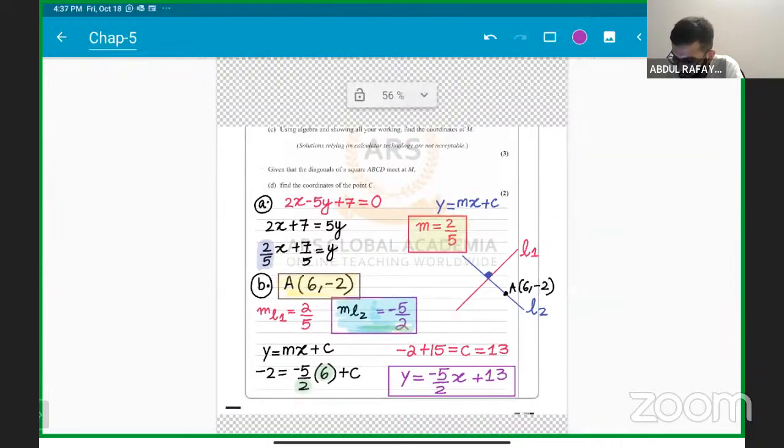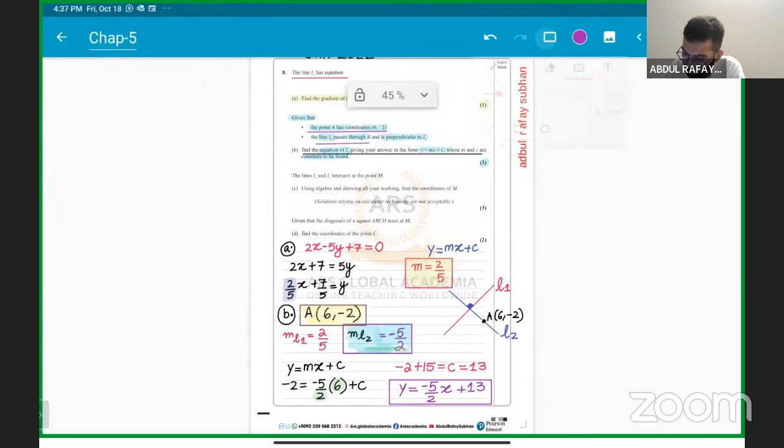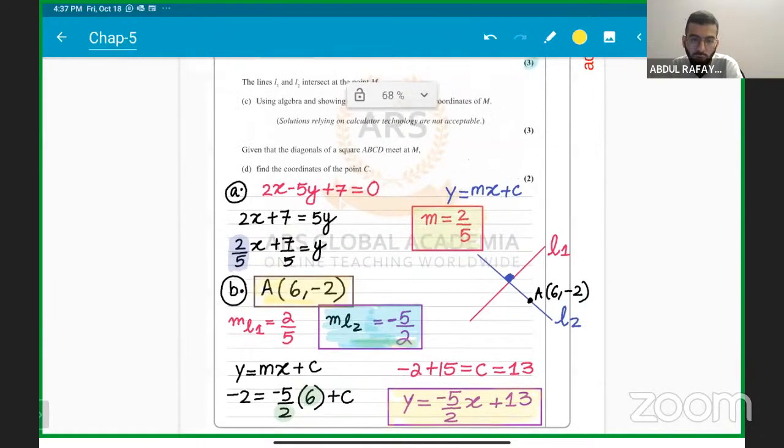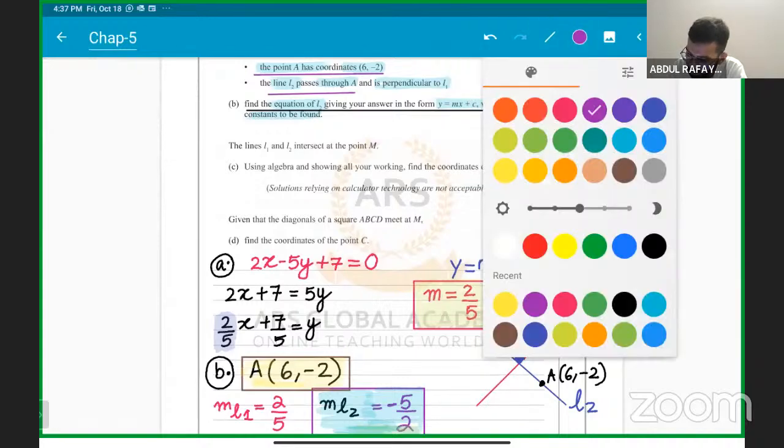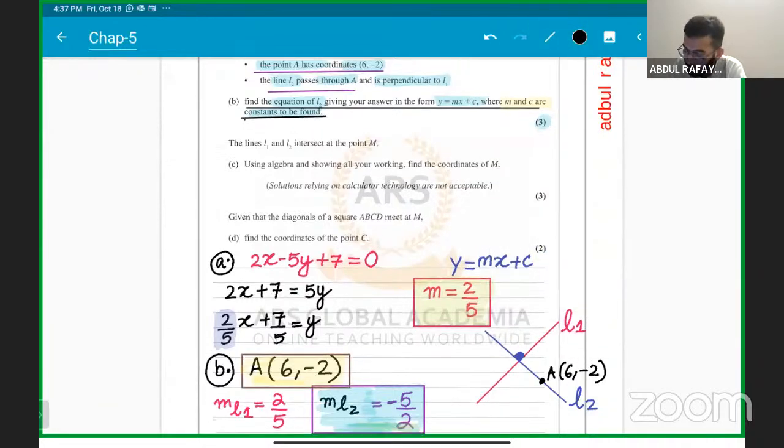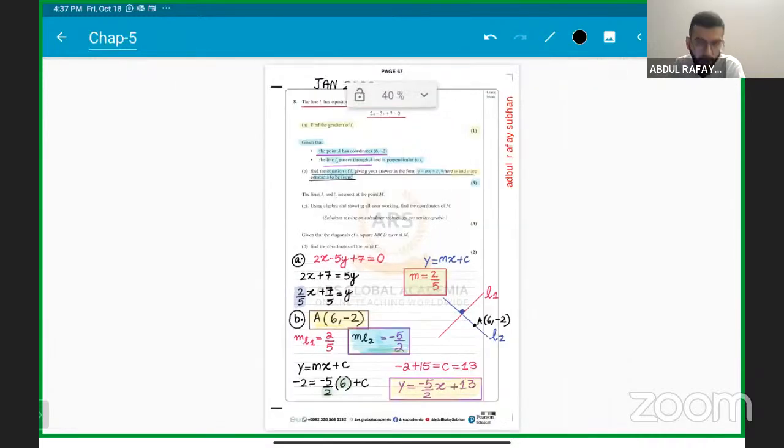This question is about a 3, 6, 7, 8, 9 marks question. So it's a huge question and a very important question because it's a recent paper, January 2022. We have got the equation of the line in y is equal to mx plus c, where m and c are the constants to be found. So you can tell the examiner that the m value is minus 5 over 2 and the c value, which is the y-intercept, students, is 13.